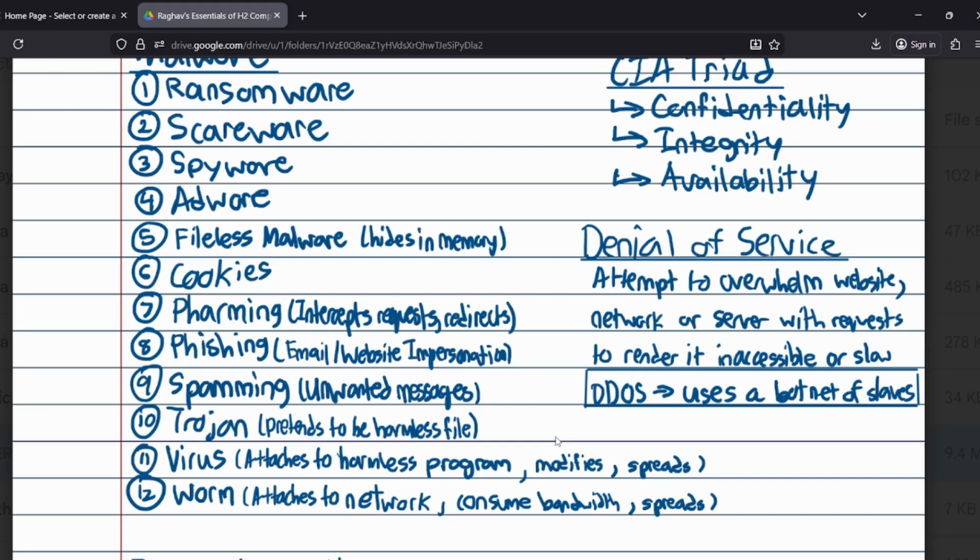Denial of service is an attempt to overwhelm a website, a network, or a server with requests to render it inaccessible or slow. Every server only has a certain amount of requests it can handle at a certain time. So if you just keep throwing requests at it, it can overwhelm the server or even kill it. A DDoS, a distributed denial of service attack, is similar, except it's not one guy in his basement doing it. It's a bunch of slave bots in a botnet doing it.